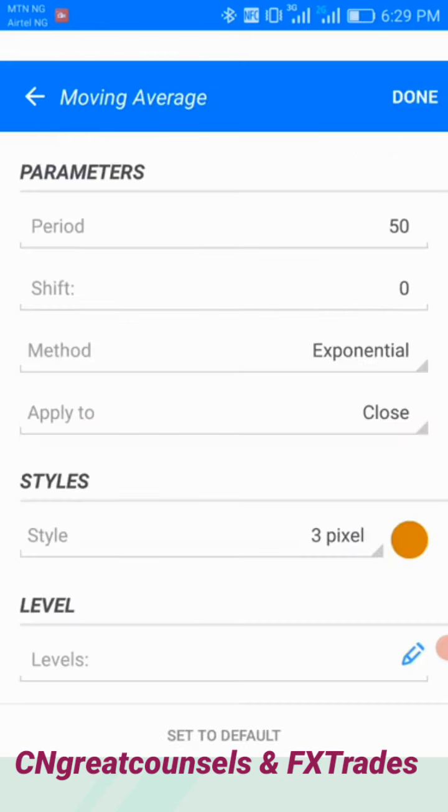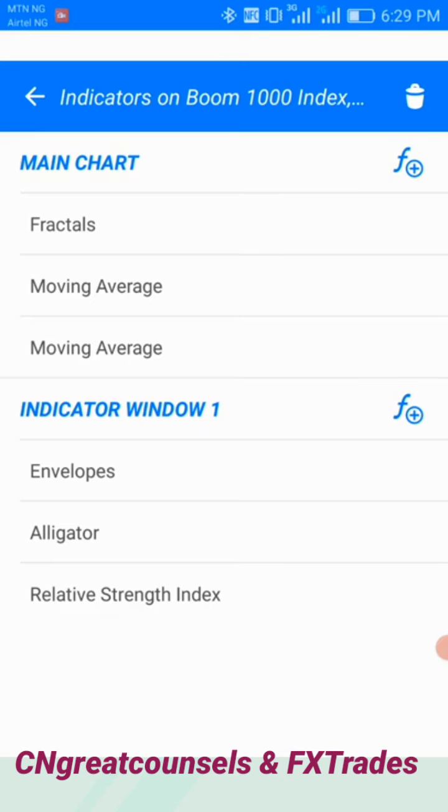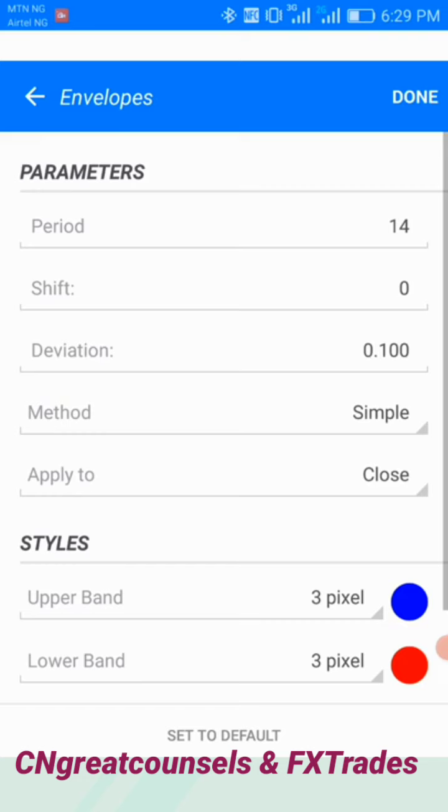Then the second moving average is moving average period 50, exponential again. You apply it to close. The style is 3 pixels. Color is this orange or gold, if you choose to call it so. Then you click done. Then the main strategy now, indicator window 1, you have the envelope.